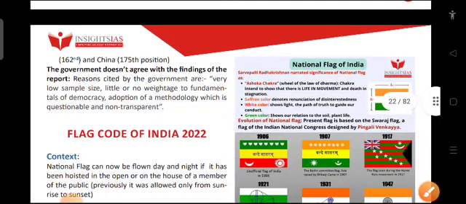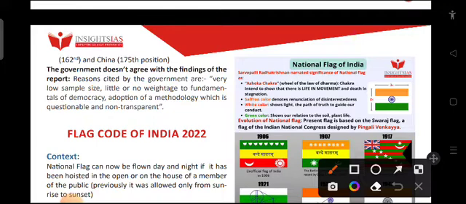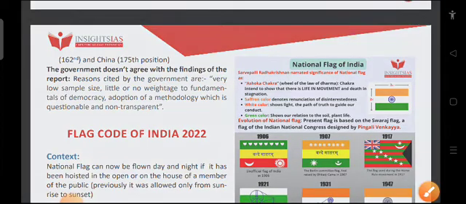The government does not agree with the findings of the report. What does the government say? Reasons cited by the government are very low sample size, little or no weightage to the fundamentals of democracy, and adoption of a methodology which is questionable and non-transparent. So these are the arguments given by our government side.